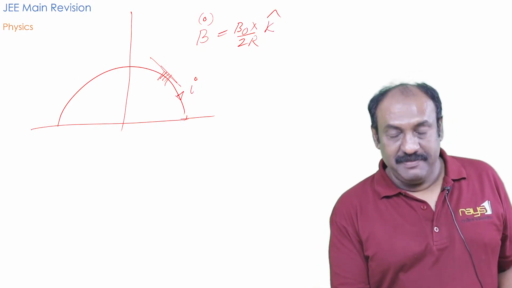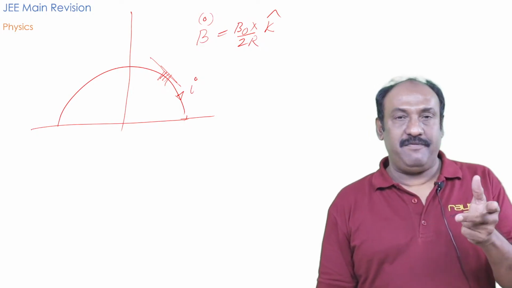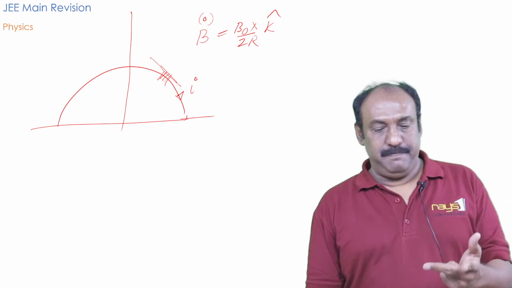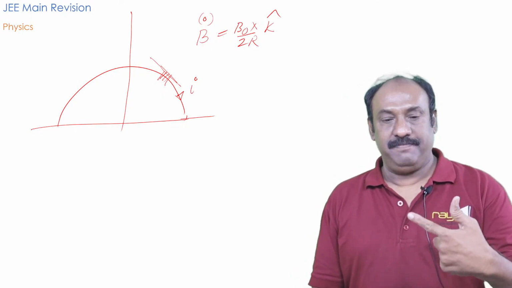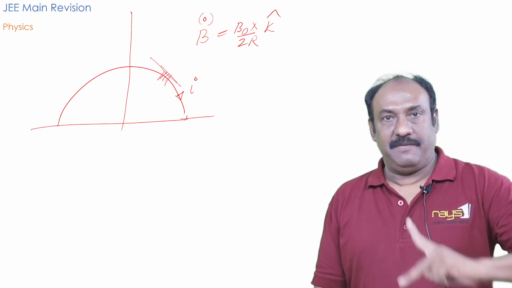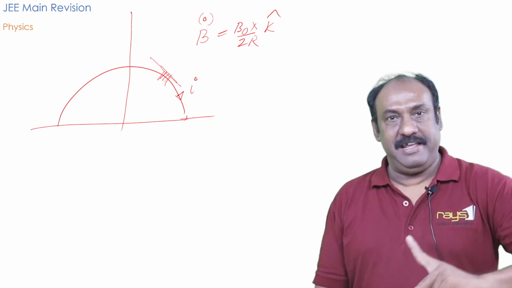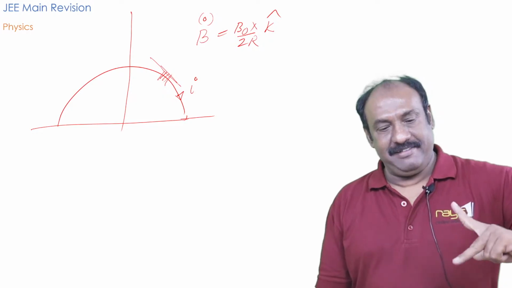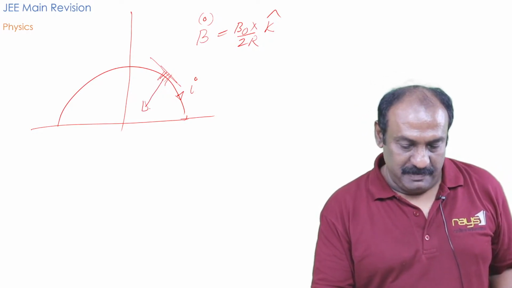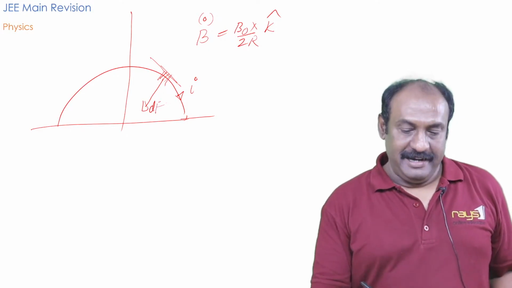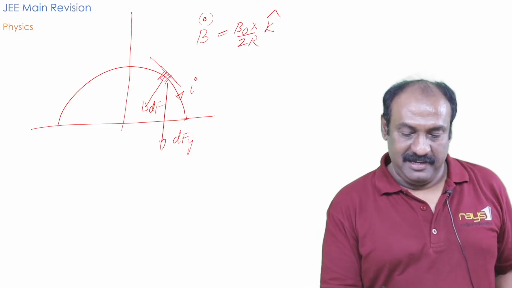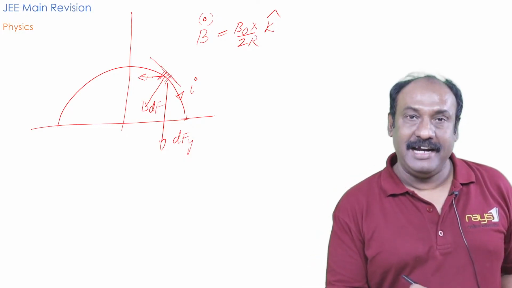I consider one of the elemental strips on this one and apply Fleming's left hand rule. Here B acts out of the plane, and this is elemental strip dL. The current carrying conductor is in the tangential direction. So due to that, the force on this elemental strip is dF, and it has the component dFy along negative y direction and dFx along negative x direction.